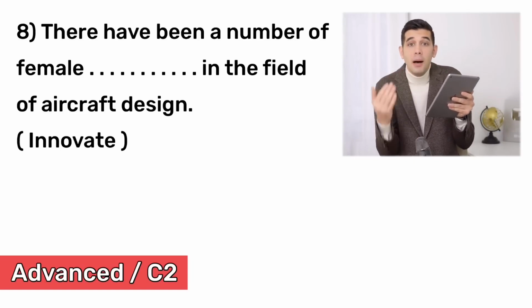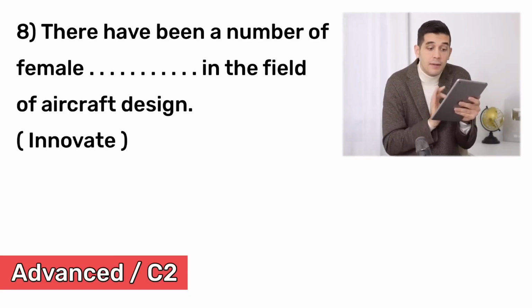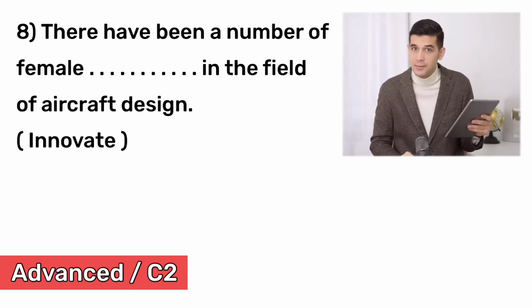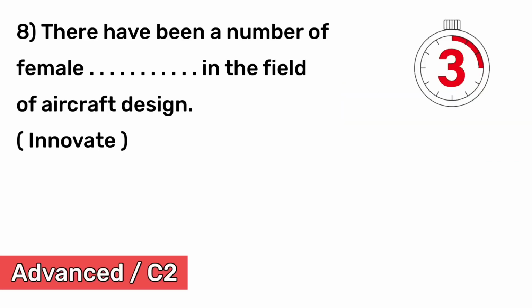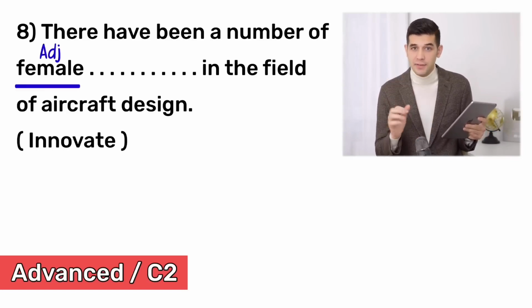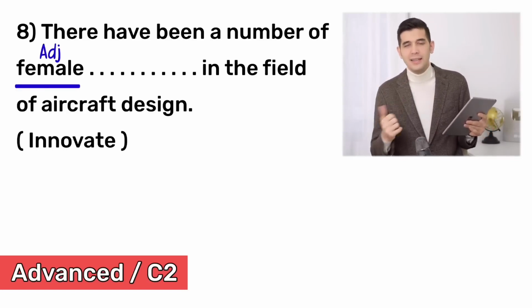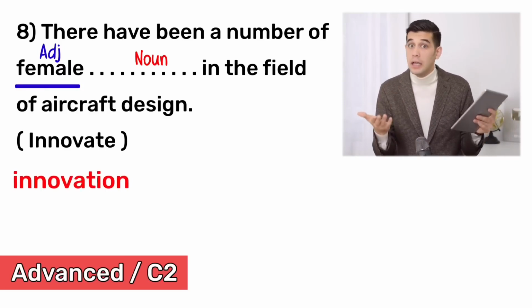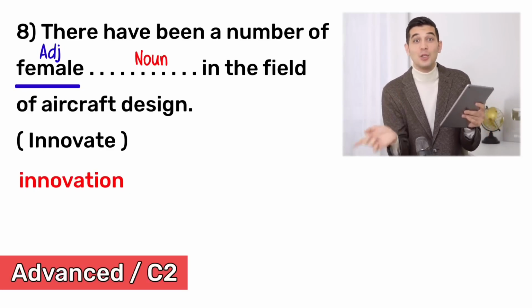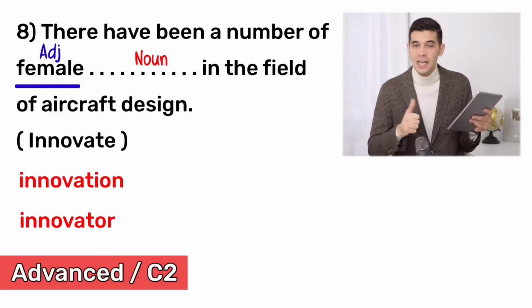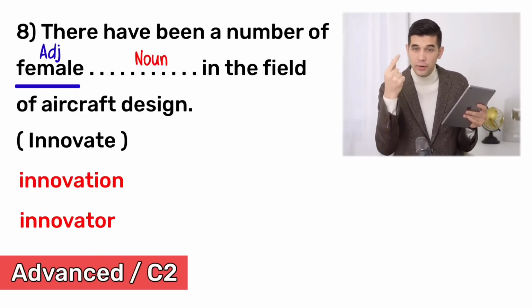There have been a number of female ___ in the field of aircraft design. And the word is innovate. What do we need in this gap? Before the gap, we have an adjective, female. So we need a noun. Now, innovate is a verb. What is the noun? Innovation, right? But there is also another noun. A person who innovates is an innovator. So innovation and innovator, both of them are nouns.